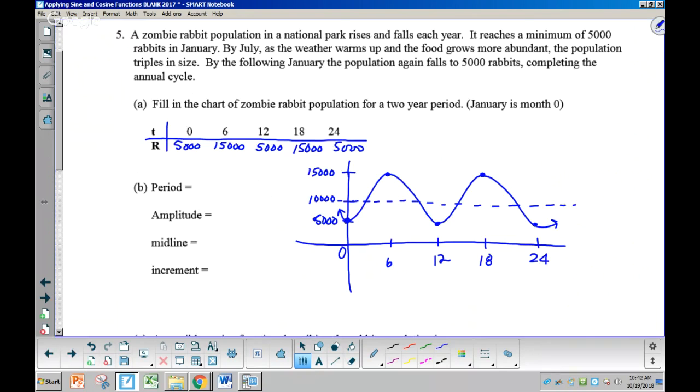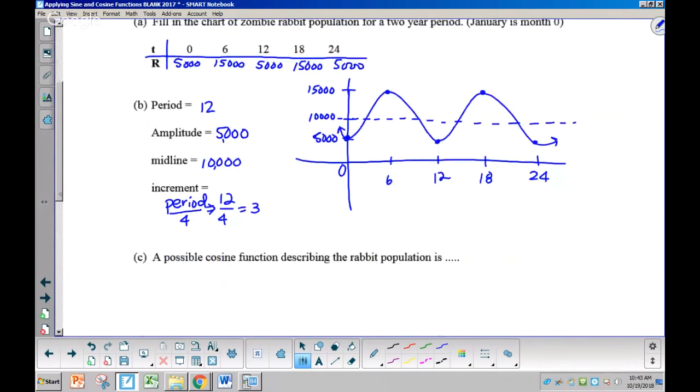Okay, so we need to know what the period is here. It's 12. The amplitude, 5,000. The midline, 10,000. And the increment, is it 6? 3. It's 3 because, remember, the increment is the period divided by 4, which is 12 over 4, which is 3. Okay, good.